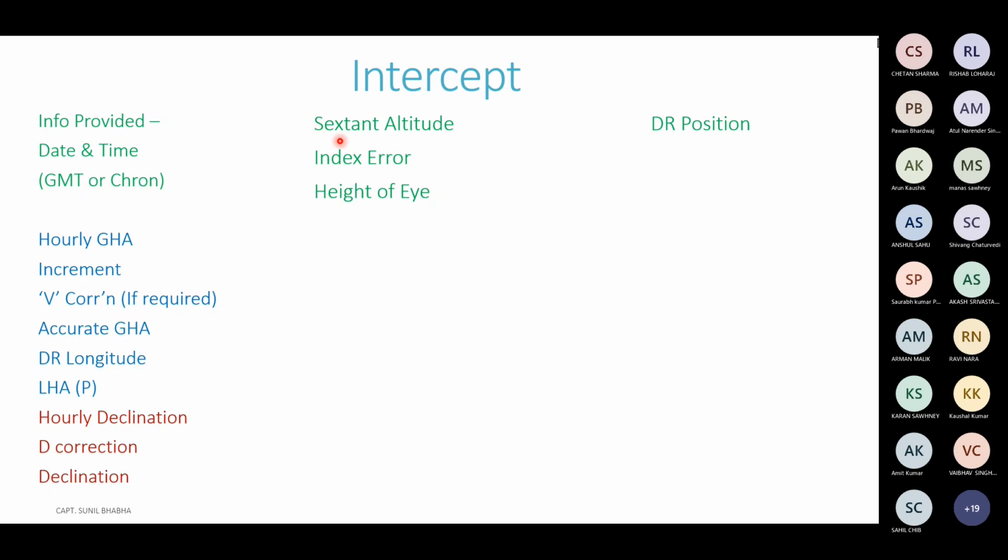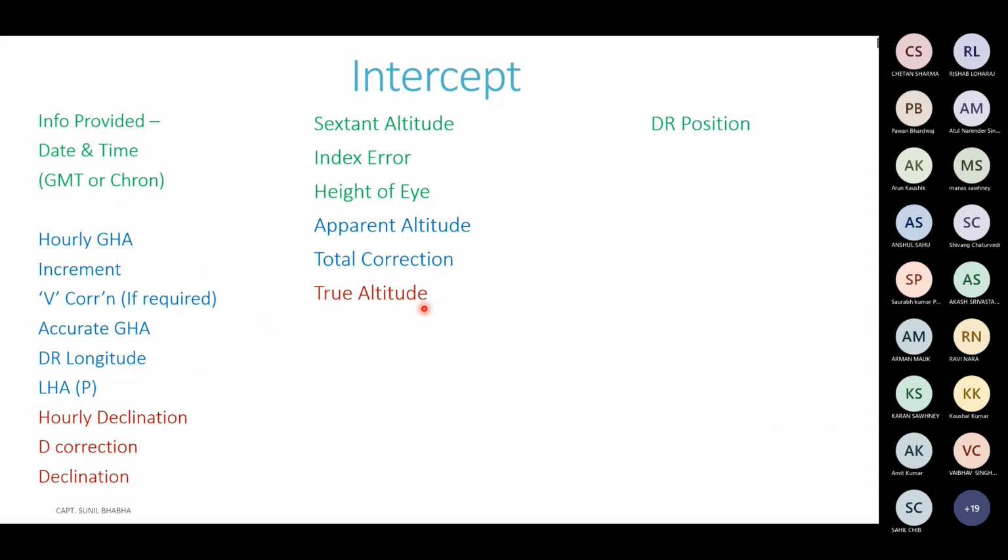Now in the second step, we have the sextant altitude. We apply the index error. If it is on, we put it off. If it is off, we put it on. Then we apply the height of eye with the dip correction. So dip correction is always negative. And once we apply these two corrections, we get the apparent altitude of the body. And to this apparent altitude, we apply the total correction and we get the true altitude of the body.